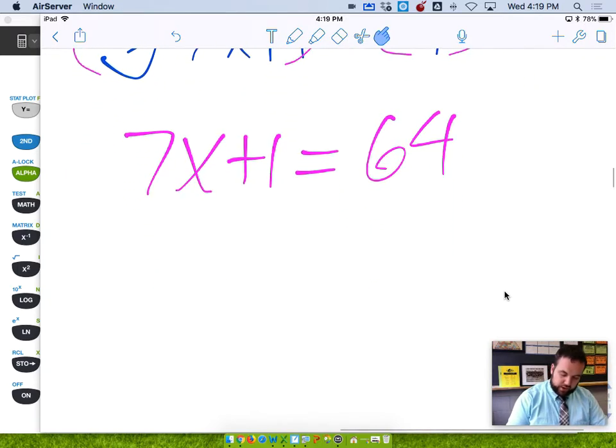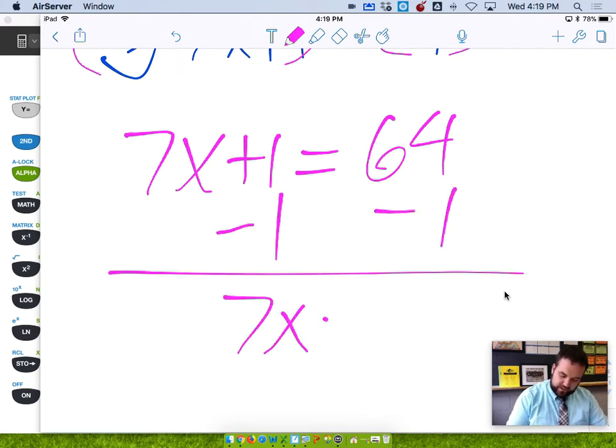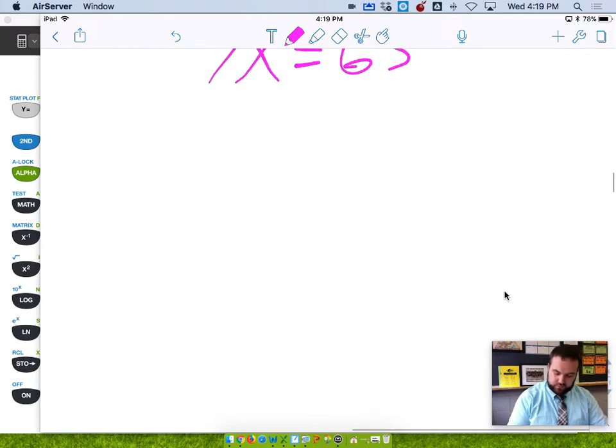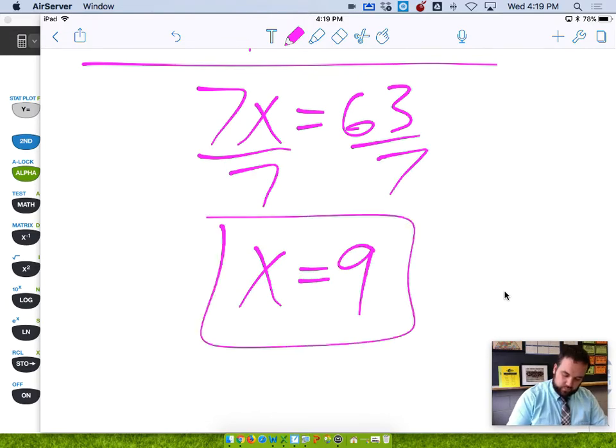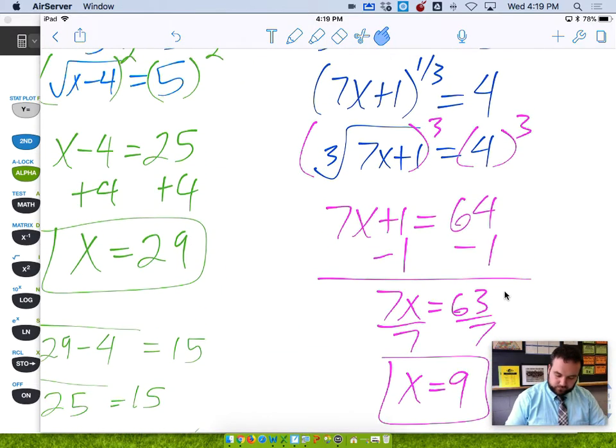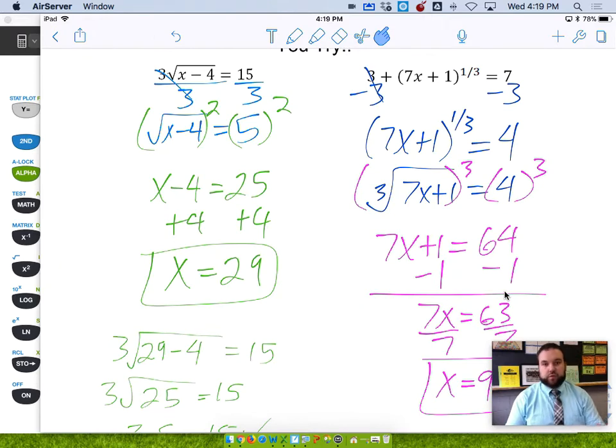And now we're going to go ahead and finish this out using our standard algebra practices. So we take away 1 from both sides. I get 7x equals 63. And then we're going to divide both sides by 7, and x is 9. Again, at this point, you can feel free to go back and check. We can plug in the 9 for x in the original equation and double check to make sure we get 7 on the other side.